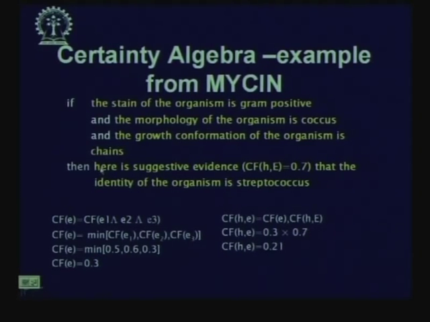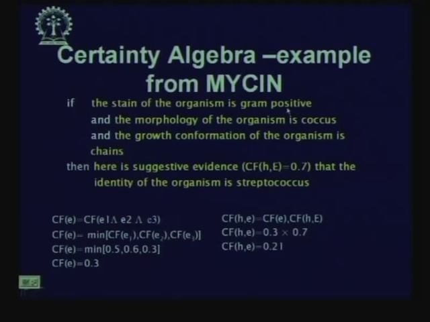Then there is suggestive evidence with certainty factor 0.7 that the identity of the organism is Streptococcus. The earlier rule was Staphylococcus. So, this is another rule. So, we have got the certainty factor. What is my certainty factor in the evidence? This complete evidence. Suppose this is known with 0.5.